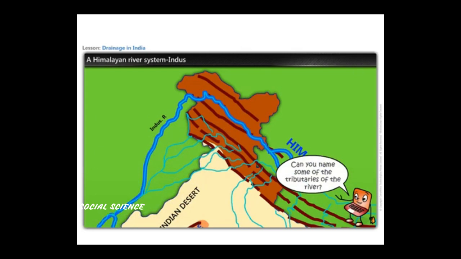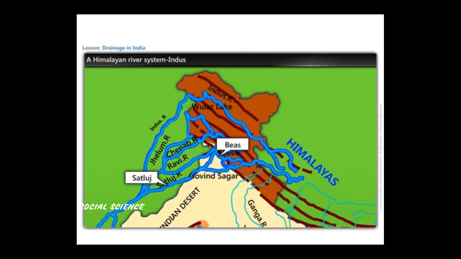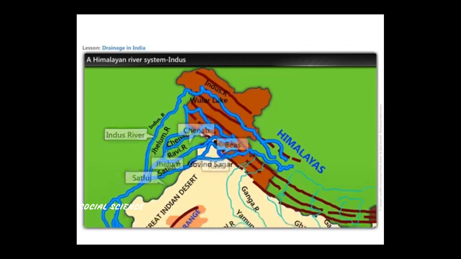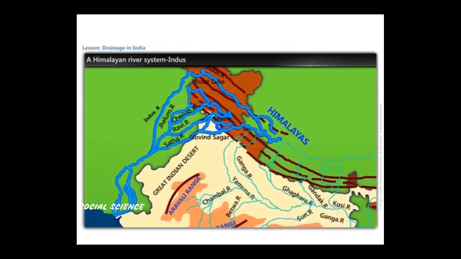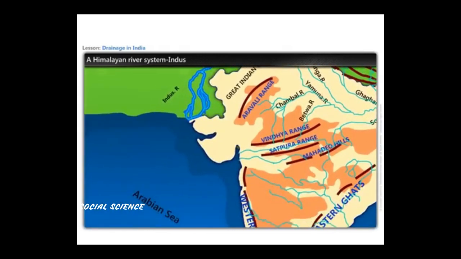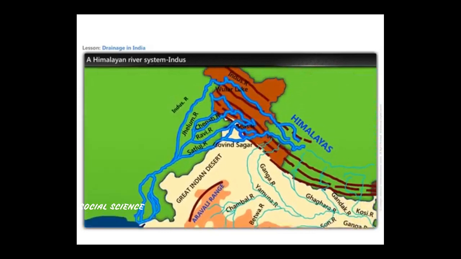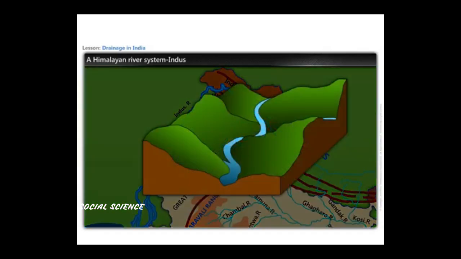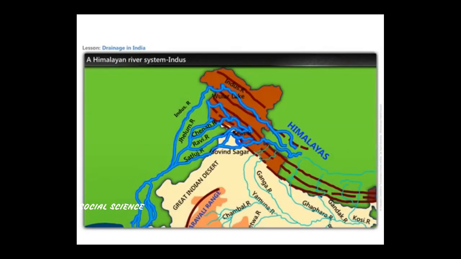Can you name some of the tributaries of the river? The Satluj, the Beas, the Ravi, the Chenab, and the Jhelum join together and enter the Indus River near Mithankot in Pakistan. The Indus flows southwards, eventually reaching the Arabian Sea east of Karachi. The Indus plain has a very gentle slope. With a total length of 2,900 kilometers, the Indus is one of the longest rivers of the world.